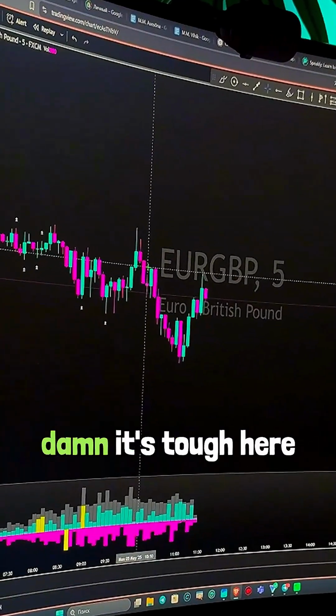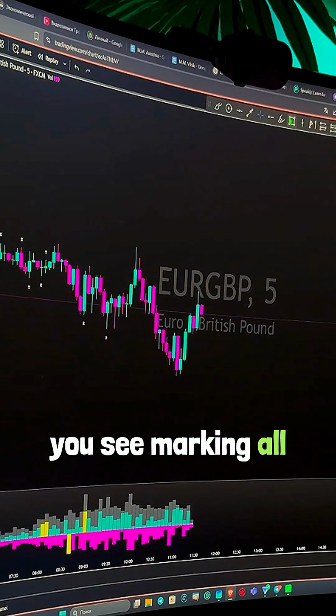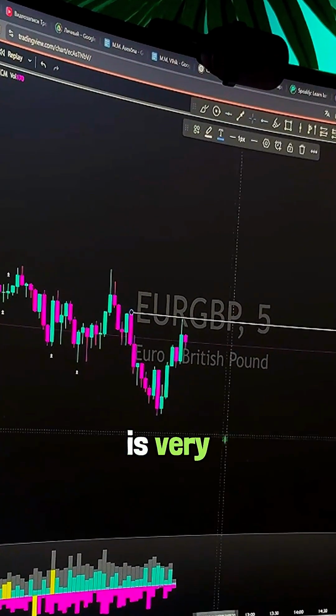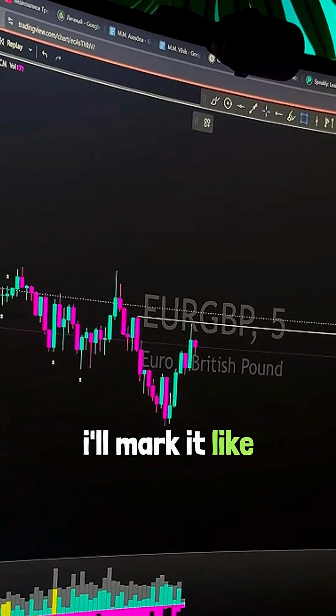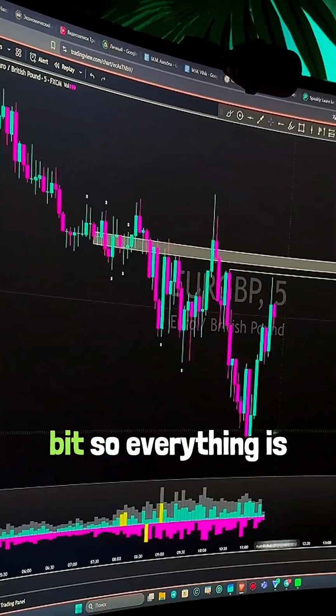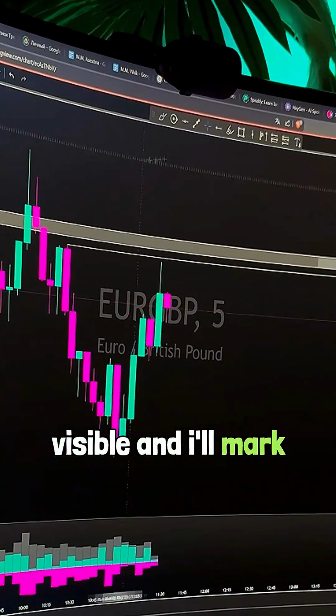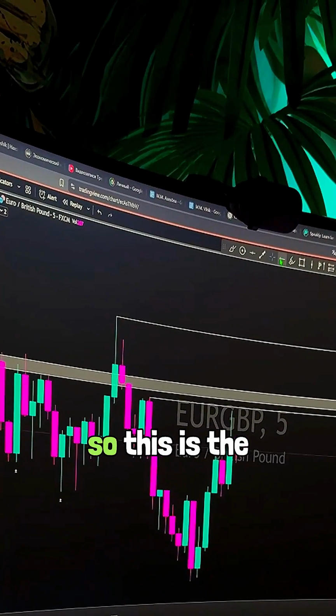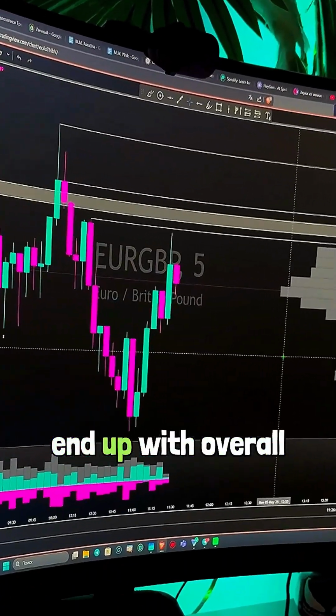Let me point out this. Damn, it's tough here. You see, marking all this now is going to be tricky. Everything is very close to each other. I'll mark it like this and like this, spread it out a bit so everything is visible, and I'll mark this main stopping point. So this is the kind of markup I end up with overall.